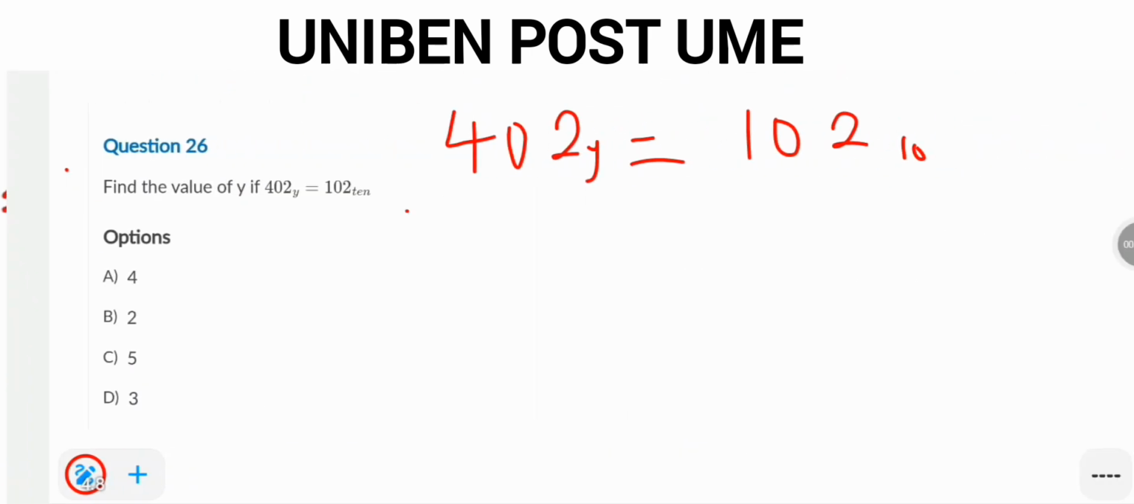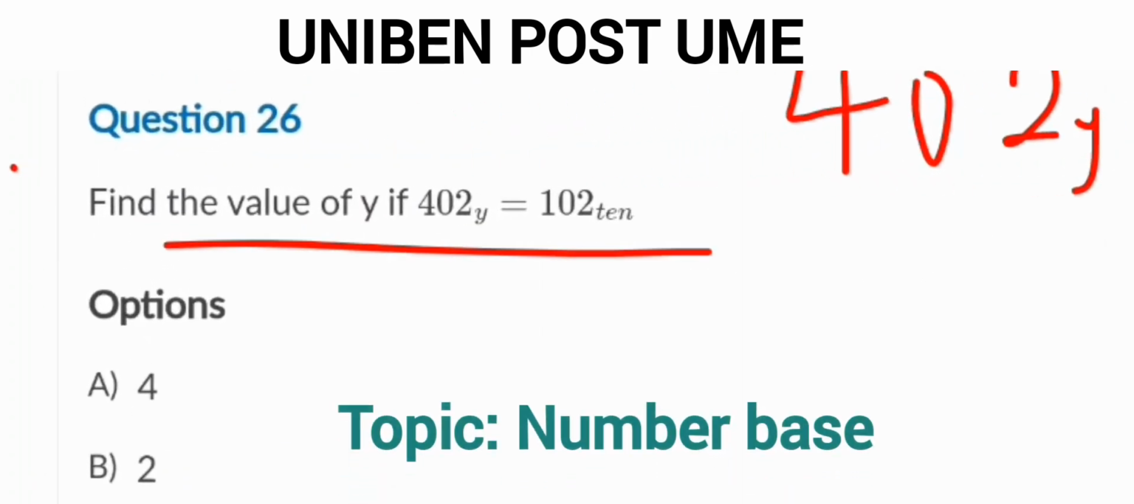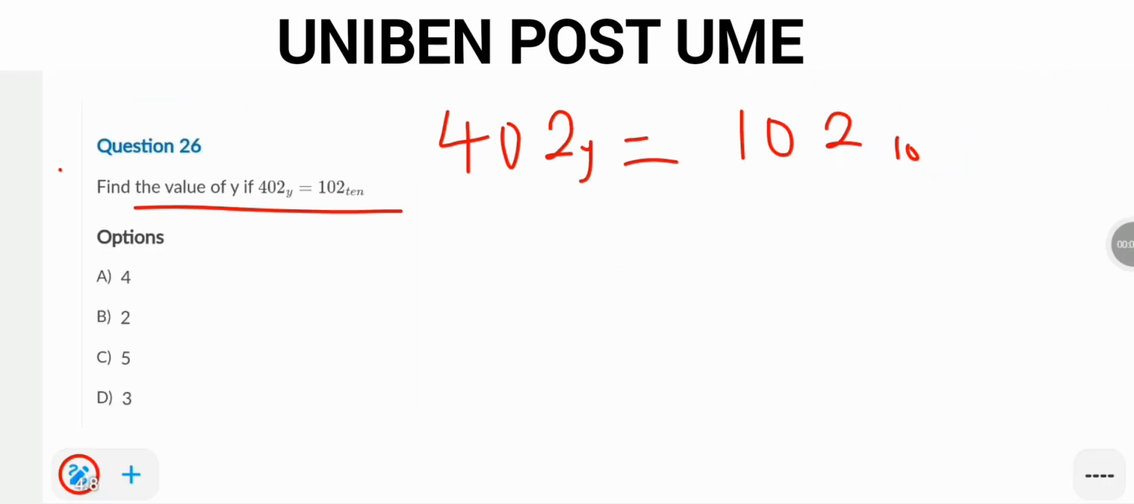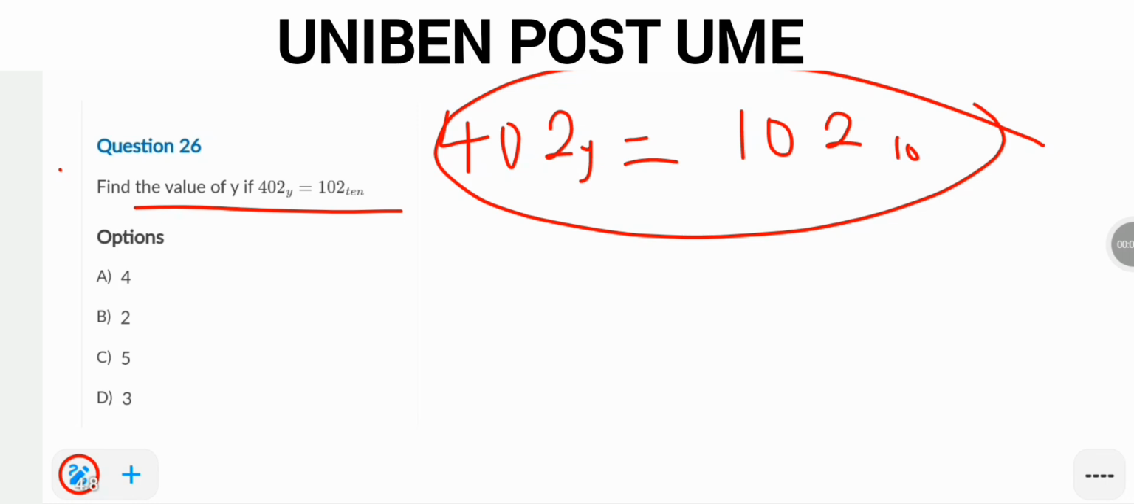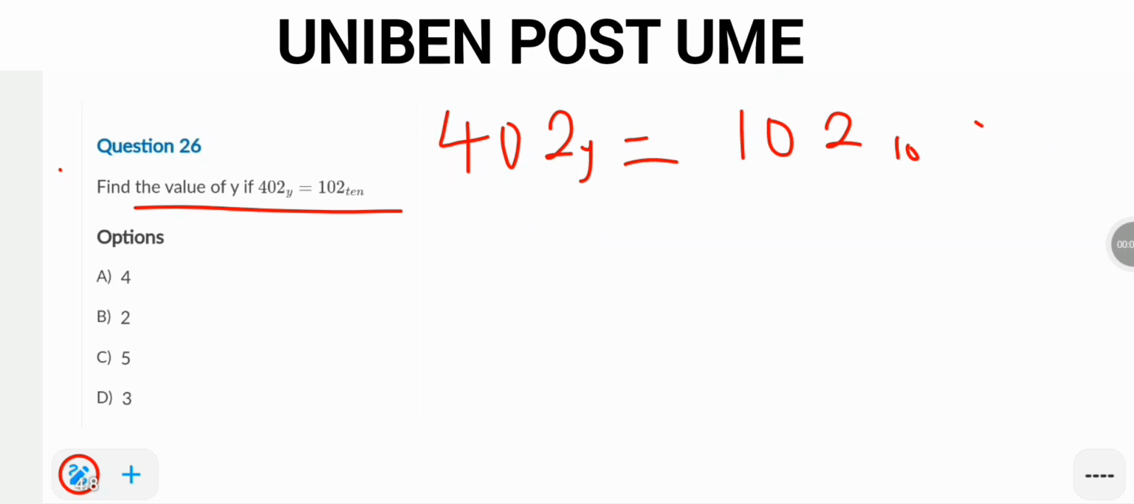Find the value of Y if 402 base Y is equal to 102 base 10. This question is under number bases. The first thing to do, I've written it here for you as you can see. Then the next thing to do, this right hand side is already in base 10, so just leave it the way it is.